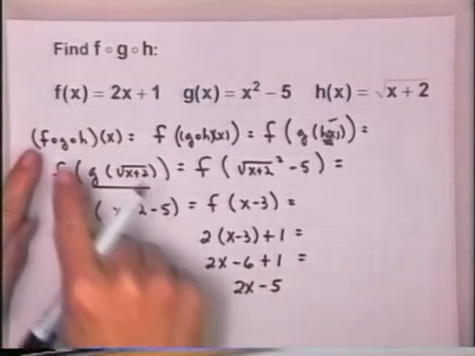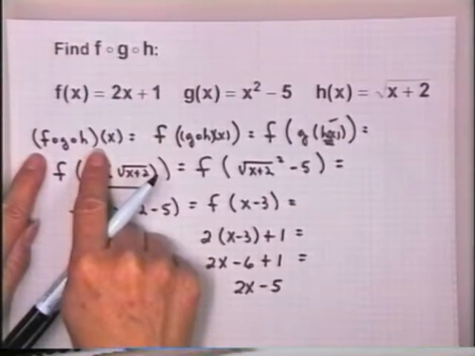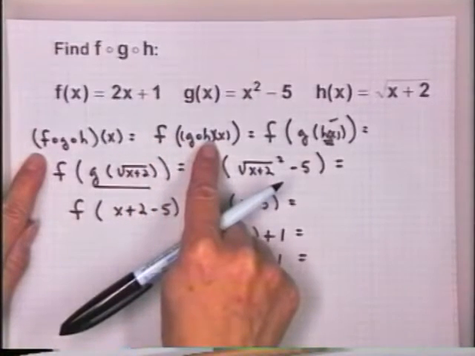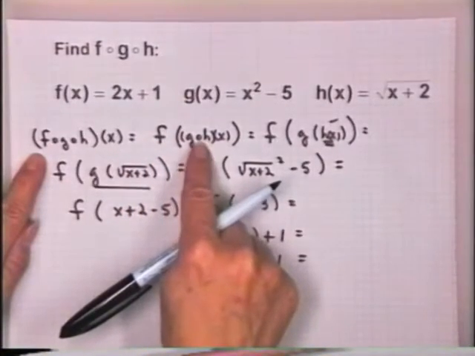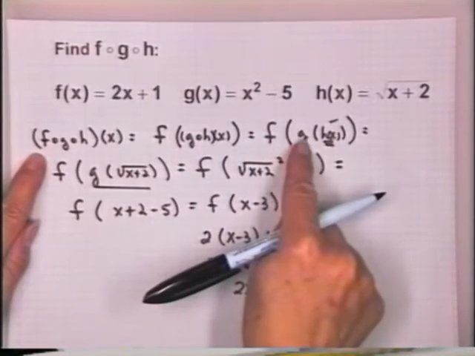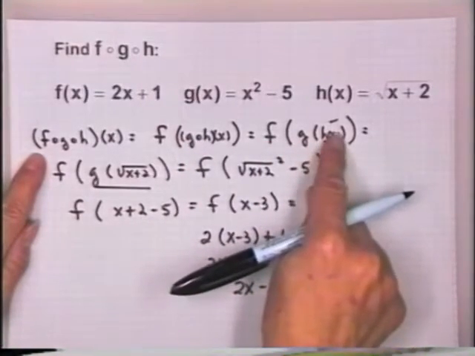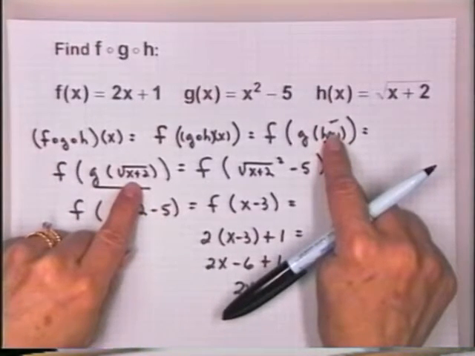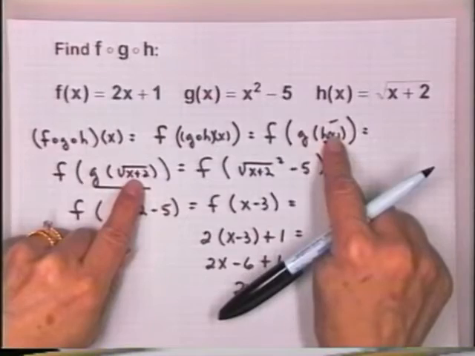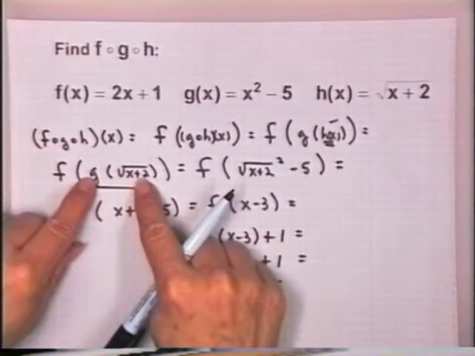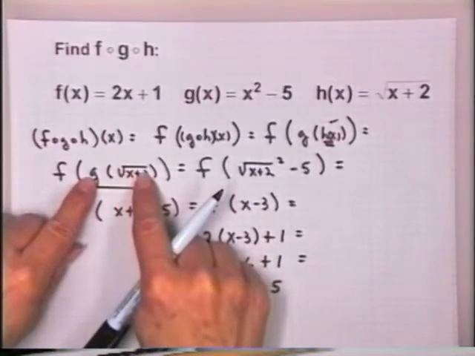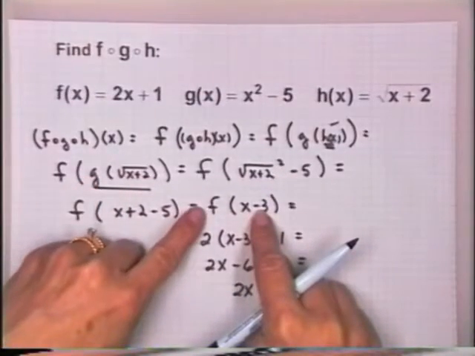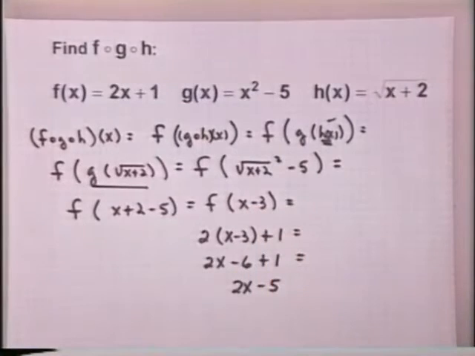Now let's follow that again. f circle g circle h. f is on the outside. g circle h went inside, and then in here f, g, and then h went way on the inside. Okay, you start here, replace h, and then here go to g and replace in g this value. We did that here and simplified, and then go to function f and replace this into function f.